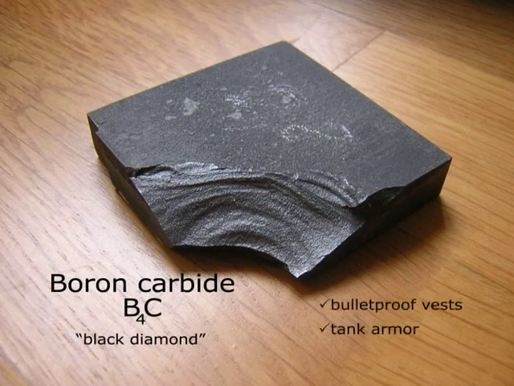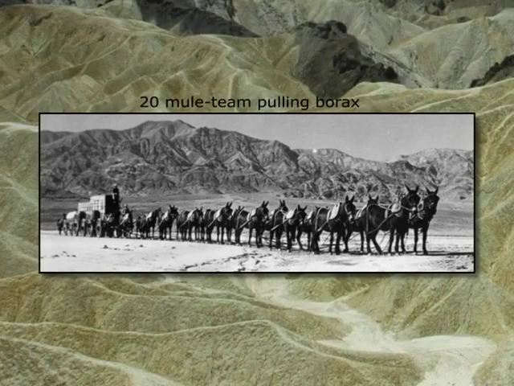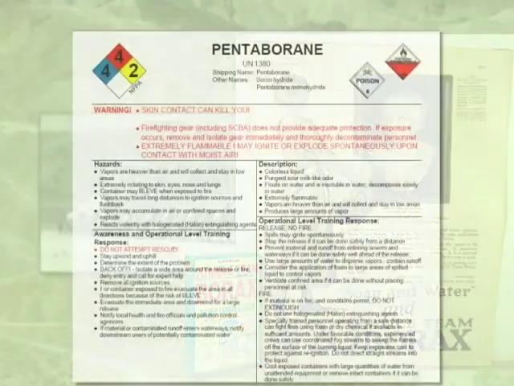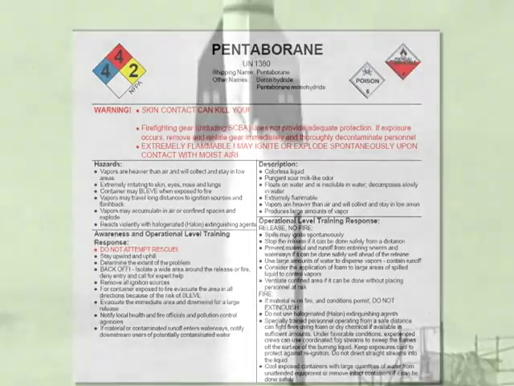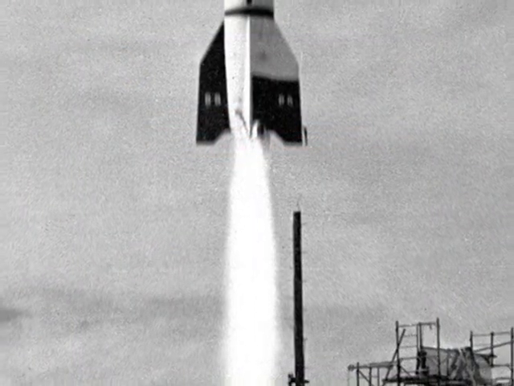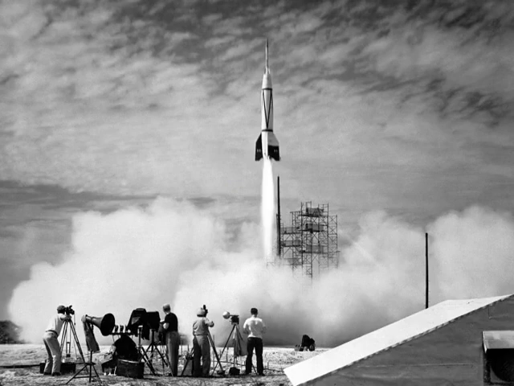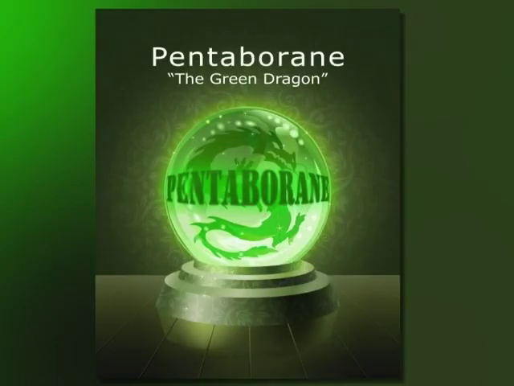A 20-mule team used to pull wagons of borax from Death Valley, California in the 1800s, prompting the name of a popular laundry detergent. In the 1950s, the boron compound pentaborane was used as a highly volatile rocket fuel, but it was also extremely toxic, being lethal on contact. Chemists called it the Green Dragon. So, not all boron compounds are boring.